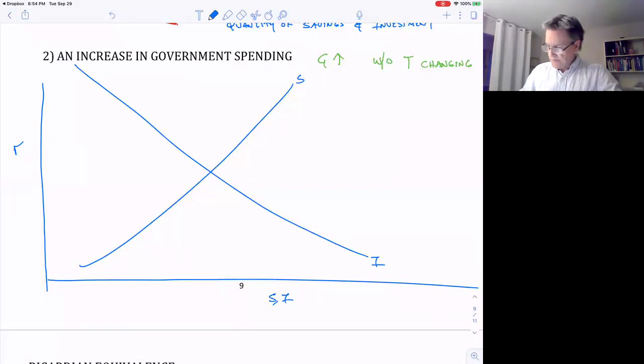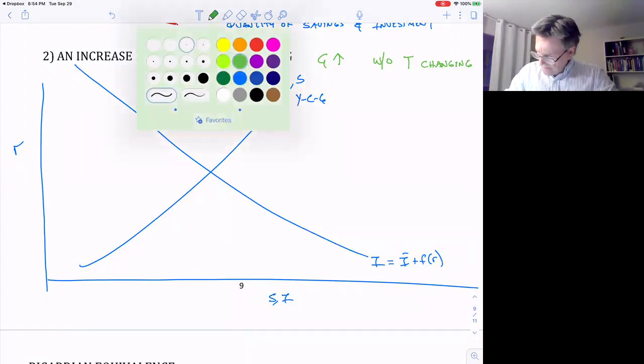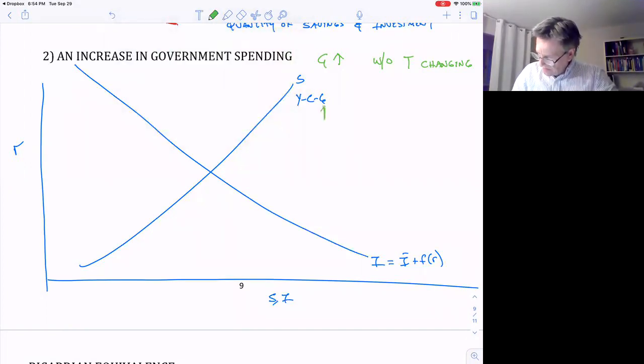And let's see what happens. The savings function here is Y minus C minus G. The investment function is I bar plus some function of the real interest rate. If G goes up, that means that this variable here, G, increases. Y is fixed. So as G increases, we're going to have the savings function shift to the left.